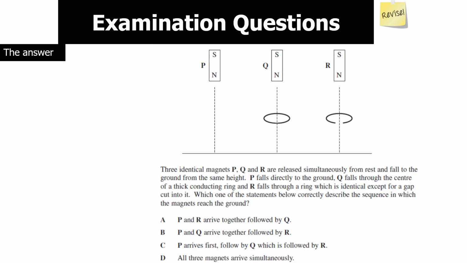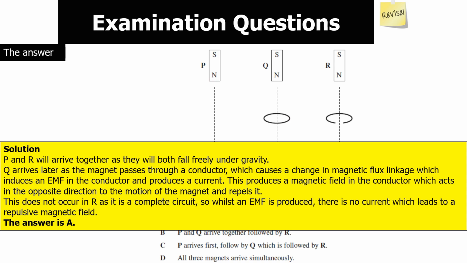Right. So what we should know is the answer is A, because P and R will arrive together because they'll both fall freely under gravity. Now Q will arrive later as the magnet passes through a conductor, which will cause a change in the magnetic flux linkage, which causes an EMF to be induced in the conductor and produces a current. This will produce a magnetic field in the conductor, which acts in the opposite direction to the motion of the magnet due to Lenz's law, and therefore repels it.